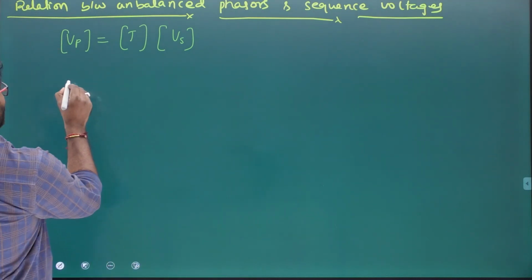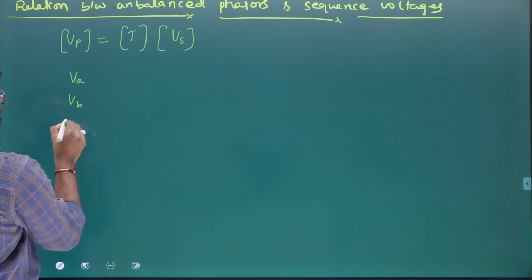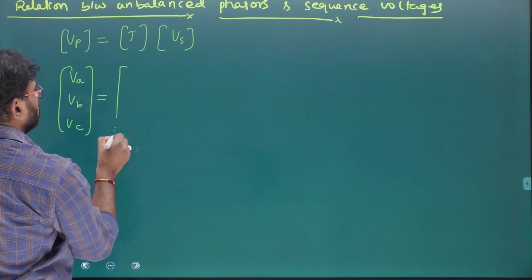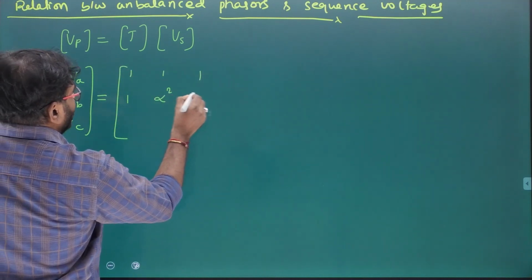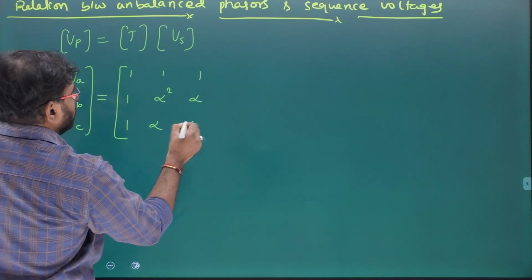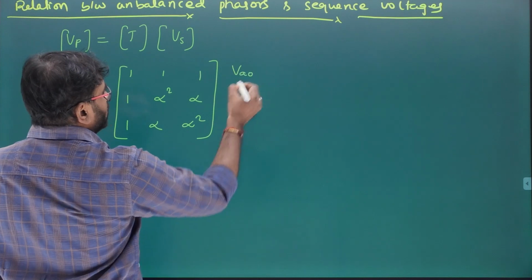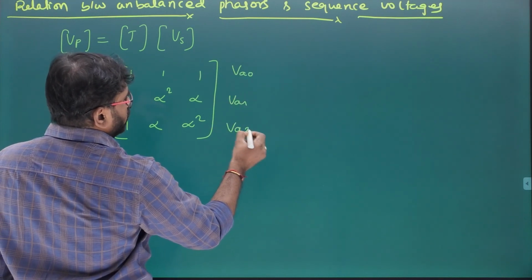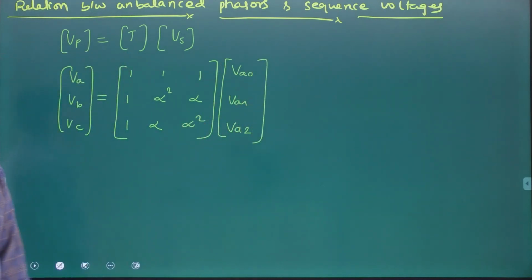So we know what is VP. VP means what? Let me write again here: VA, VB, VC, that is equal to the matrix 1, 1, 1; 1, alpha square, alpha; 1, alpha, alpha square, times VA0, VA1, VA2. Clear?